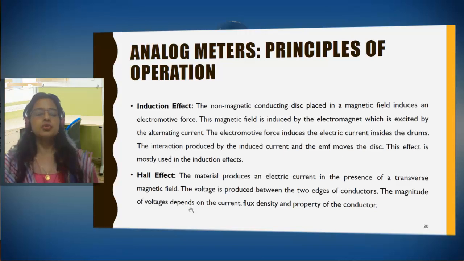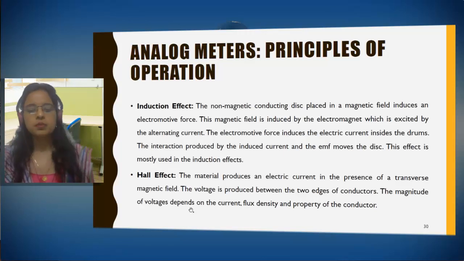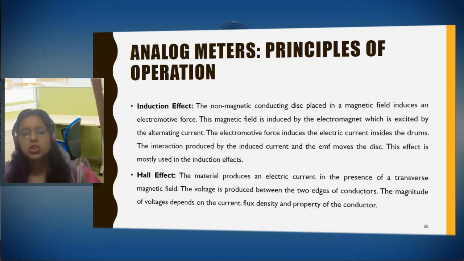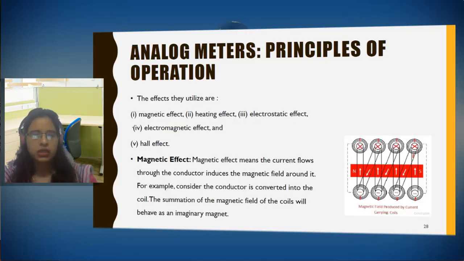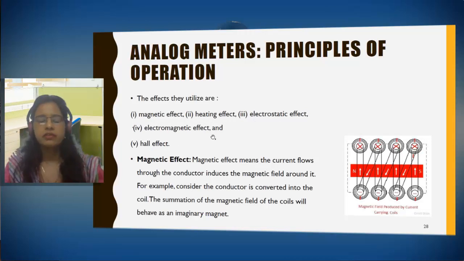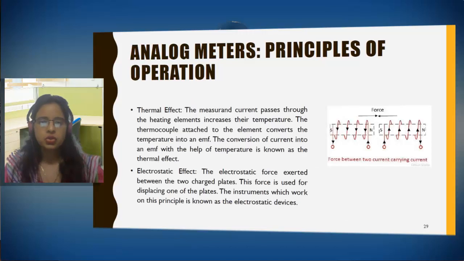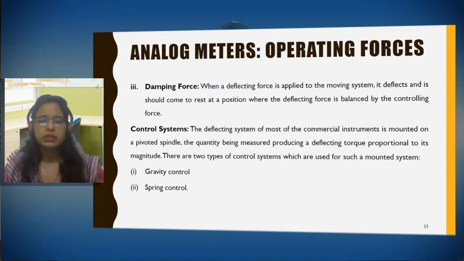This effect is also used in certain analog meters. So these are the various effects. What are the effects? The magnetic effect, heating effect, electrostatic effect, electromagnetic effect, and Hall effect. These are the 5 effects which are used in production of the deflection torque.